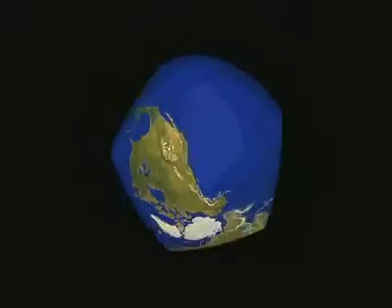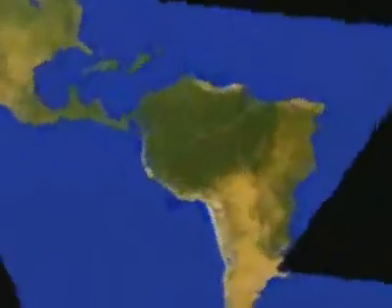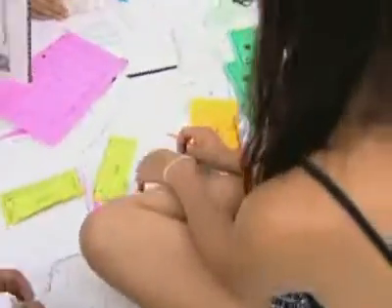The OS in OS Earth stands for Operating System, and OS Earth's school simulations use real-world data. They use real-world roles that students play, and they use real-world images.